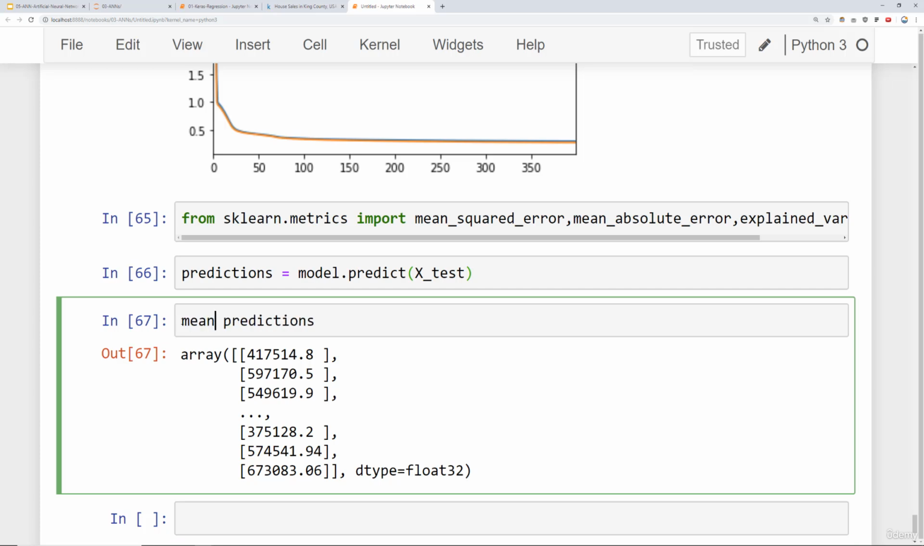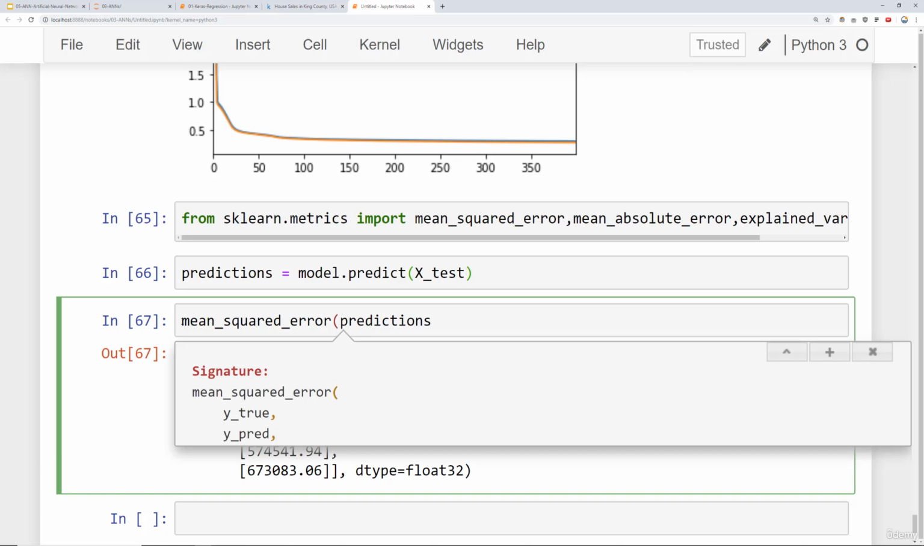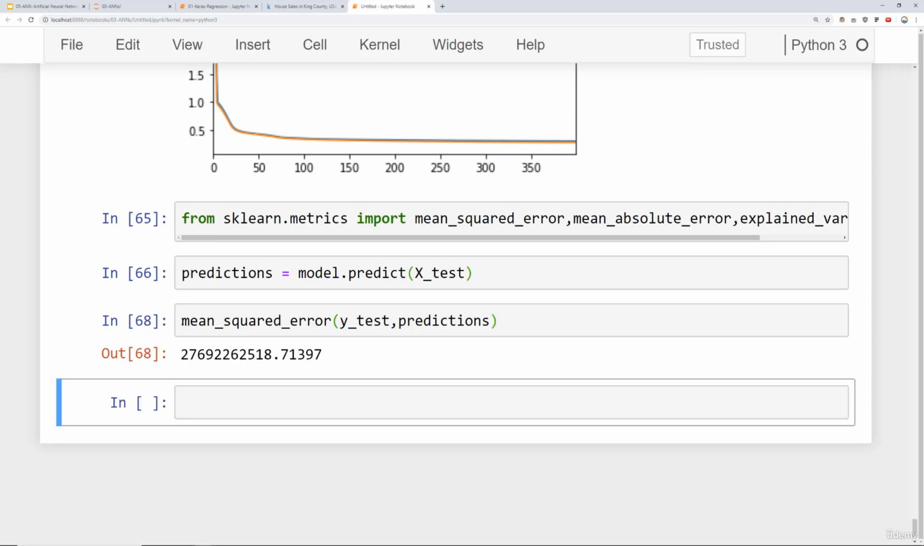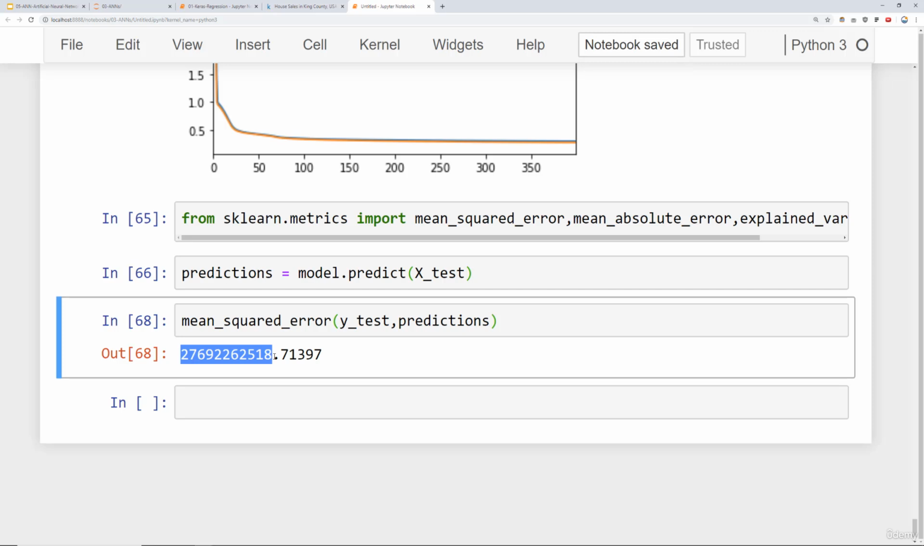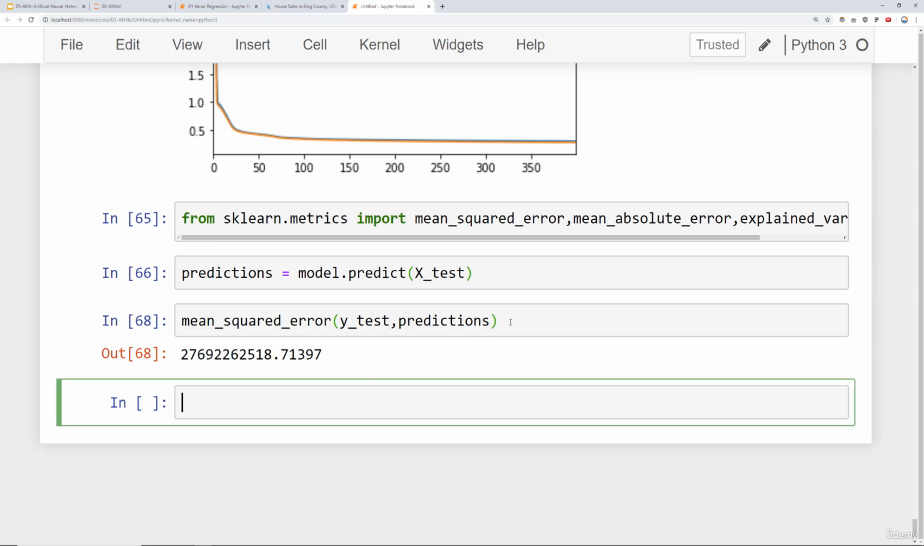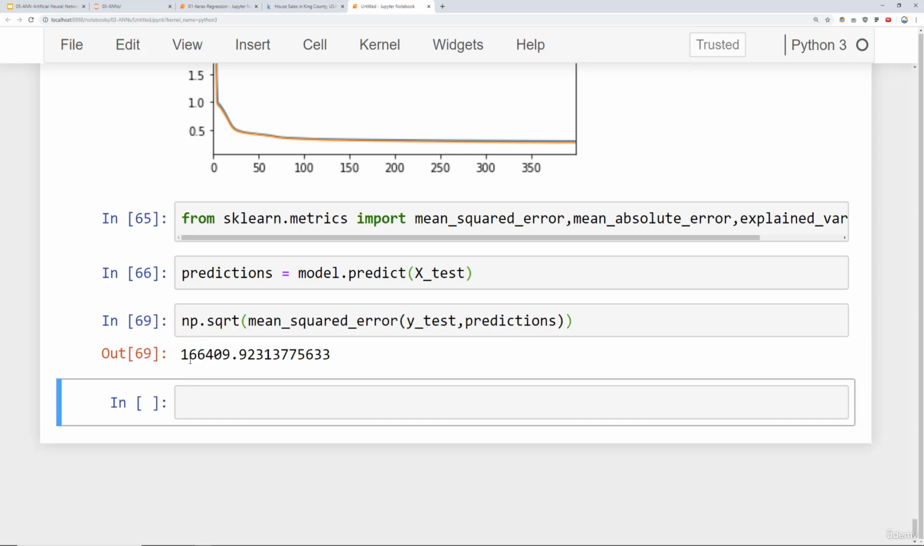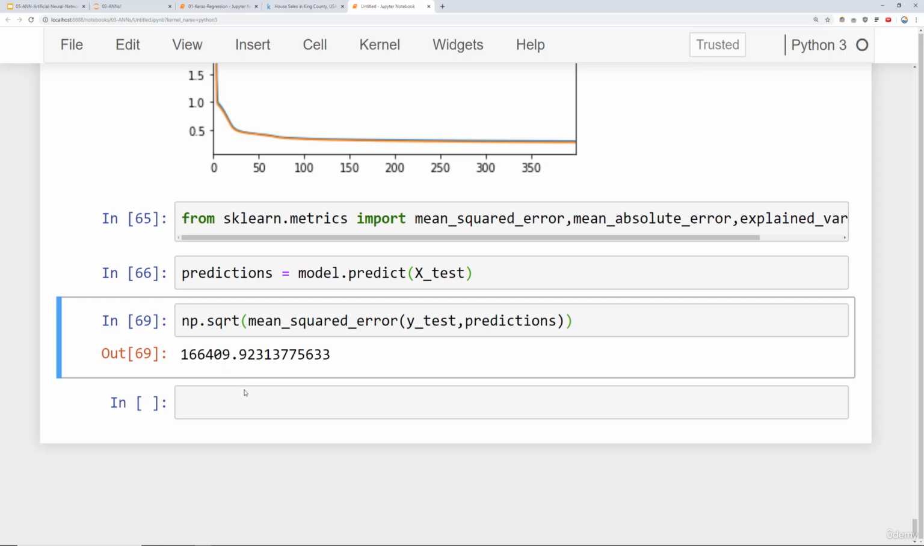We can call mean squared error or mean absolute error. We can do both. First we pass in y_true, which is y_test, and then we compare that to our predictions. Our total mean squared error here is this value. This is a very large value, which makes sense because we're dealing with the prices of houses, and we're squaring those, so it should be a large value. This is really hard to interpret. So what we can do is get the root mean squared error by taking the square root of this, by running np.sqrt. This is our root mean squared error.